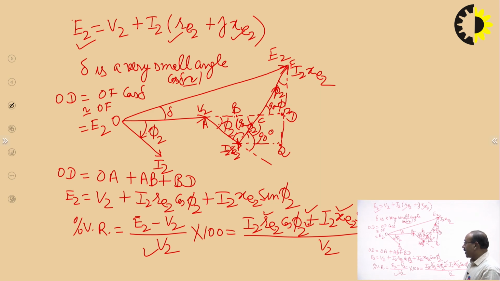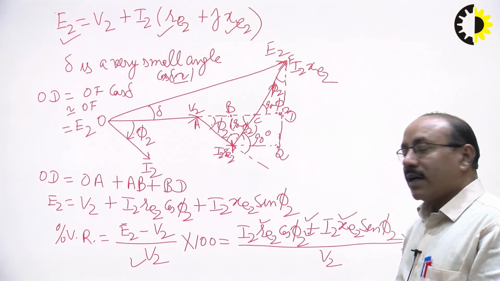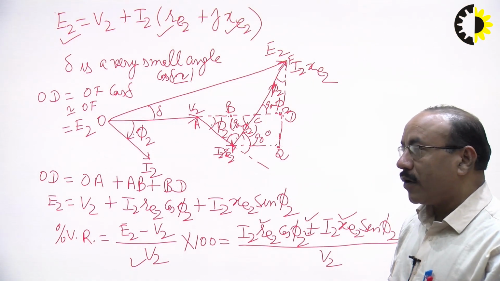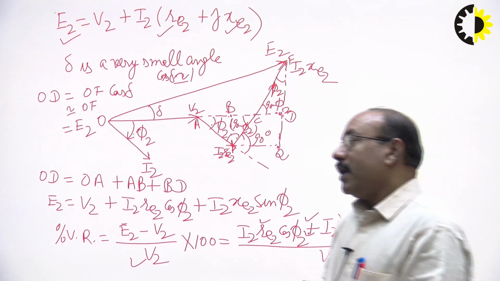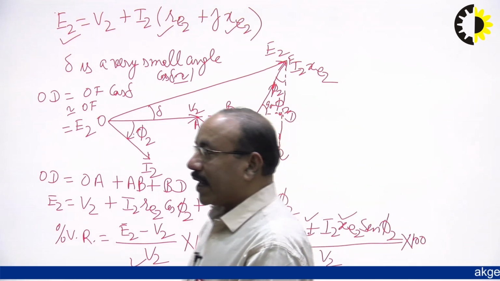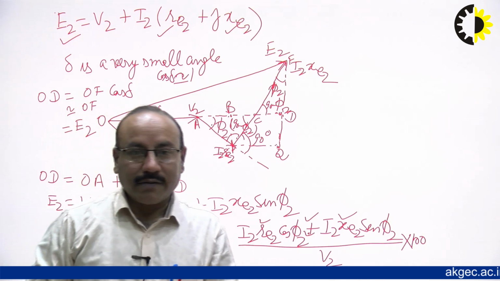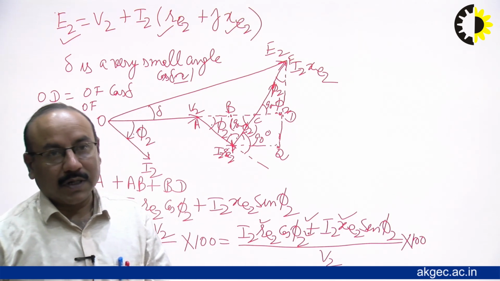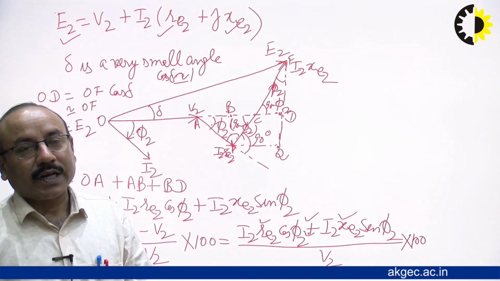So, these are some important points related to voltage regulation: for an ideal transformer, voltage regulation is 0. For a lagging power factor load, voltage regulation can never be 0 or negative. For a leading power factor load, voltage regulation can be 0 or negative. Both conditions are possible. So, this is about voltage regulation.